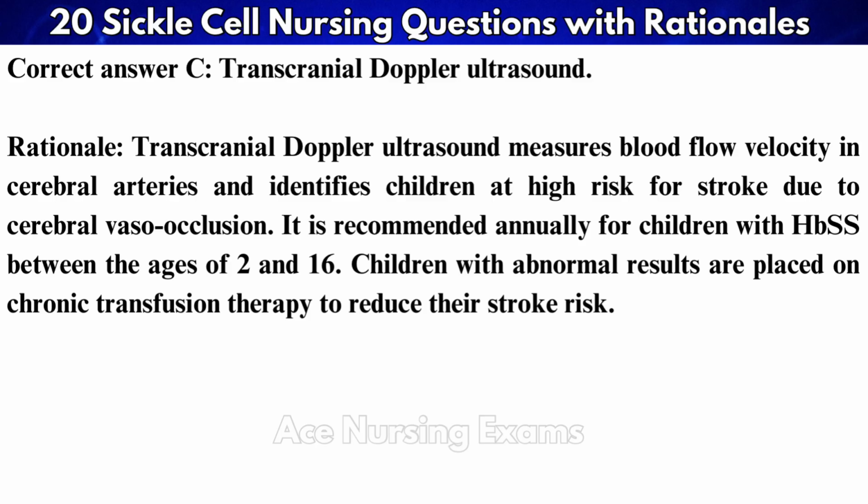Transcranial Doppler ultrasound measures blood flow velocity in cerebral arteries and identifies children at high risk for stroke due to cerebrovascular occlusion. It is recommended annually for children with HbSS between the ages of 2 and 16. Children with abnormal results are placed on chronic transfusion therapy to reduce their stroke risk.